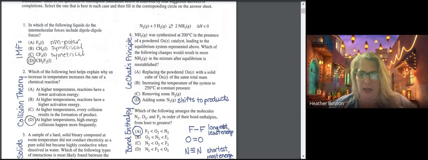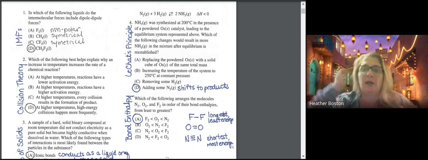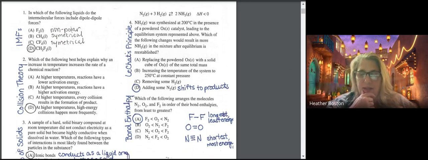4, we're talking about the production of NH3, which we know is an equilibrium problem. So that's what those back and forth arrows mean. The delta H is less than 0, which means that it is an exothermic reaction. So ammonia was synthesized in the presence of a powdered catalyst, leading to the equilibrium. Which of the following changes would result in more NH3? So you're looking for something that's going to push the equilibrium to the products.